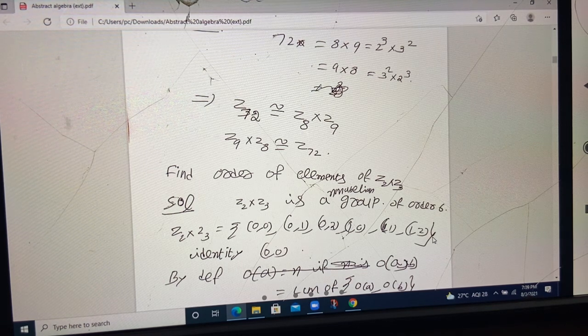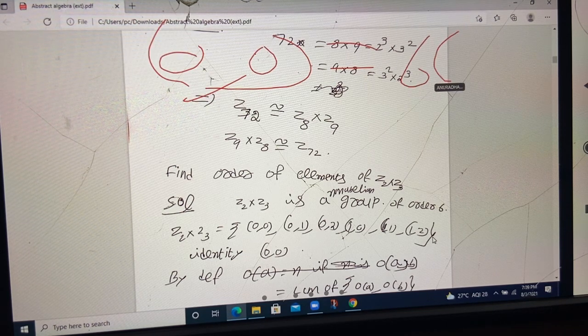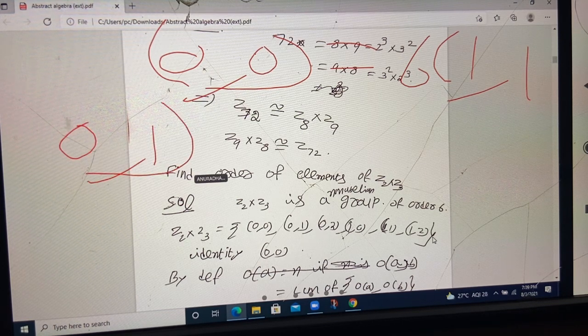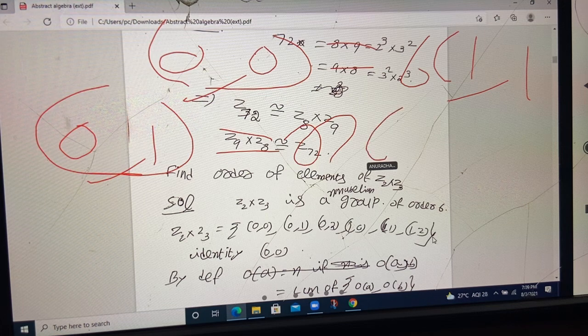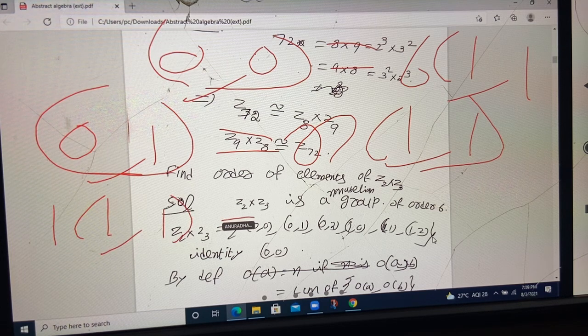Next, we have to see (0, 1). So we are able to write (0, 0) as 6 into (1, 1). Now let us check with (0, 1). Can we write it as n into (1, 1)? We have to check. So let us start with 1. 1 into (1, 1) is (1, 1), which is not equal to (0, 0).